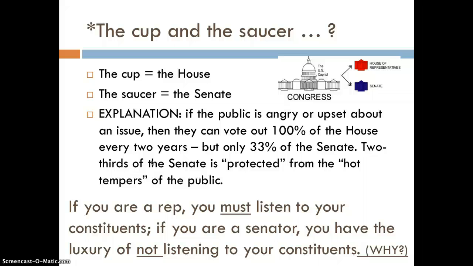But only 33% of the Senate is up for re-election every 2 years. So 2/3 of the Senate is protected from the hot tempers of the public. So if we all get really, really angry at the Senate, we can only vote out a third of them at a time. So if you're a representative, you have to listen to your constituents. You don't have any options. If you're a senator, you have a little bit of a luxury. You don't have to listen to your constituents every single moment.